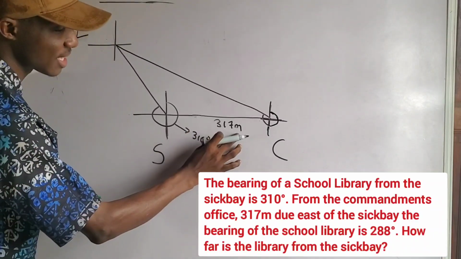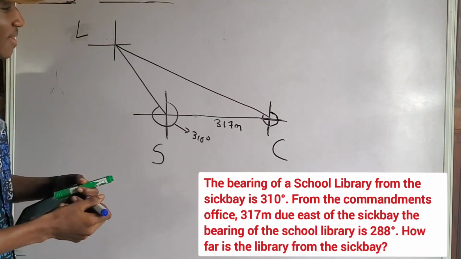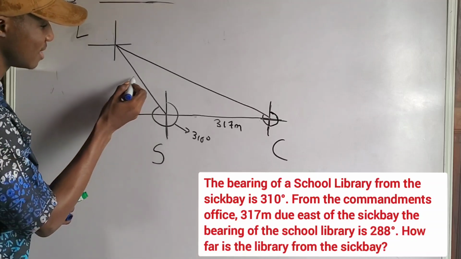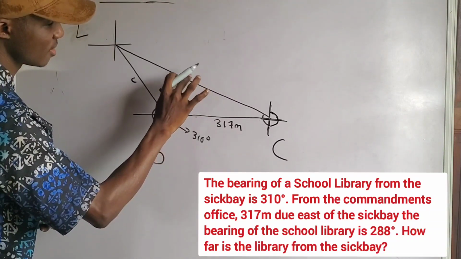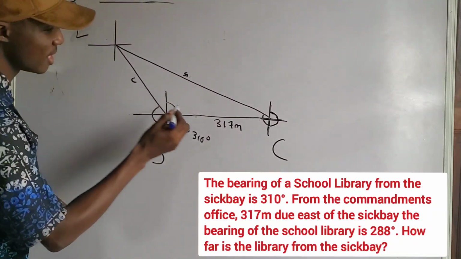We are given this side as 317 centimeter. We are looking for this side, which is small letter C. This is small letter S, and this is small letter L.